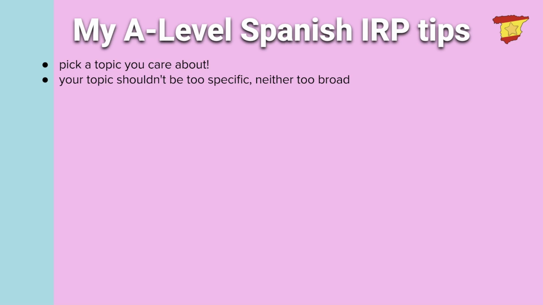Make sure your title is posed as a question, something like mine was, to what extent does Spain still need a monarchy? This way you can argue both for and against, and then come to a conclusion at the end. I have another video about IRP topics, and in there I show you a list of possible ones. You don't get marks for a unique topic, so maybe try and keep it simple. Your IRP shouldn't just be pure facts, you do need opinions in there.